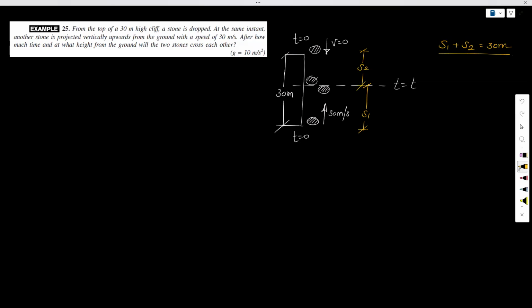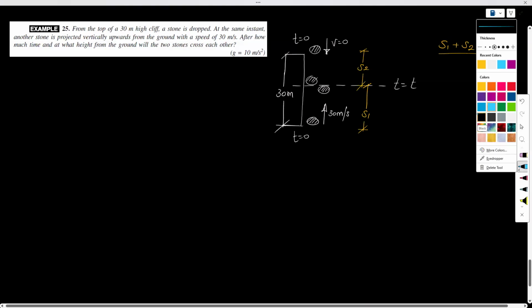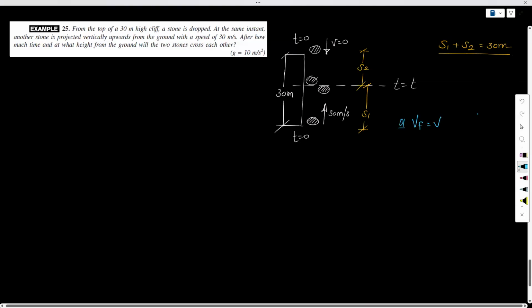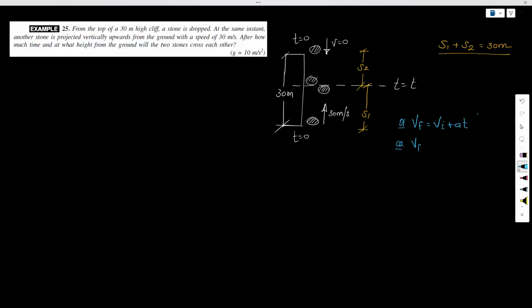So we have four equations. First equation is Vf equals Vi plus At. Second equation is Vf squared equals Vi squared plus 2a delta x. Third equation is delta x equals Vi t plus half At squared. And the fourth equation is delta x equals (Vi plus Vf) divided by 2, times t.